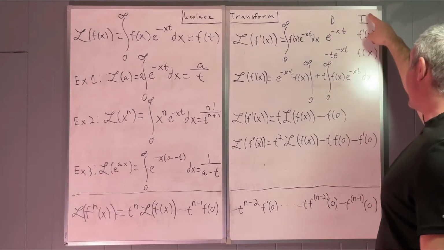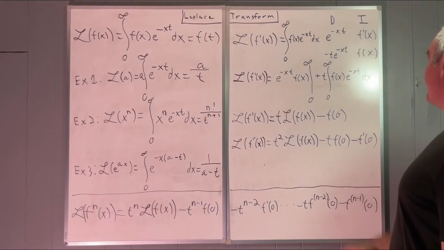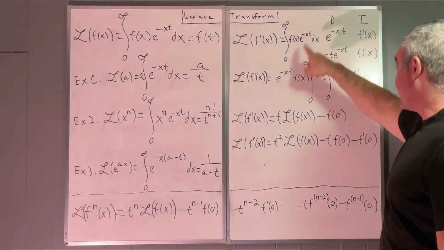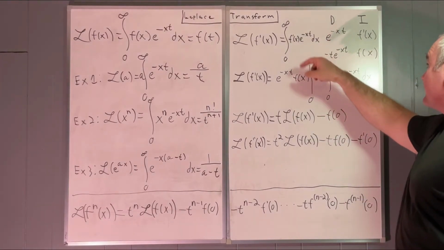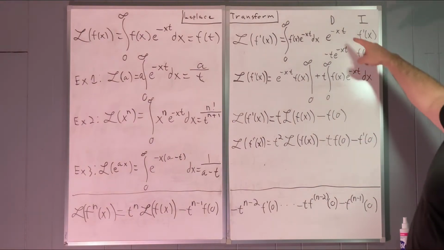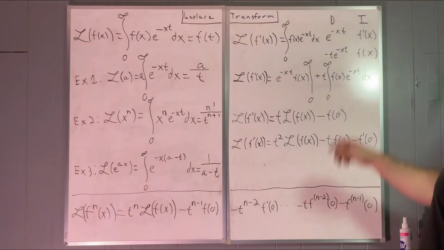And you can see right here, I use the DI method, which existed before black pen, red pen, obviously, but it was really made popular by him, and I like it, so I use it. Anyway, we need to choose what part of this we want to differentiate and what part we want to integrate. The choice is obvious. You want to integrate the derivative, so you get back the original function. And so we will differentiate what's left, which is e to the negative xt. So the derivative of e to the negative xt is negative t e to the negative xt, and the integral of f prime of x is simply f of x.